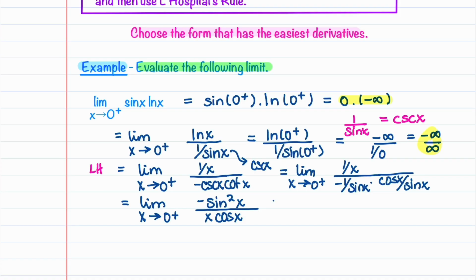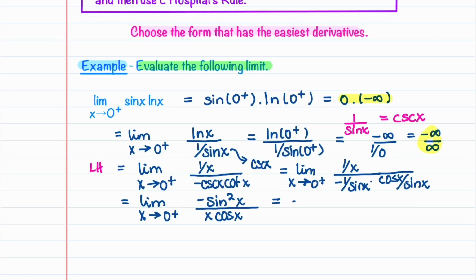Let's now substitute in that x is approaching 0. Because we don't have the natural log anymore, I am just going to write down 0 instead of 0 from the right. So this is minus sine 0, all divided by 0 times cosine 0. Sine of 0 is 0, and then we have 0 times cosine of 0 is 1. So we get 0 divided by 0, and that is the other indeterminate form that tells us that we can use L'Hopital's rule. So we are going to use L'Hopital's rule again.